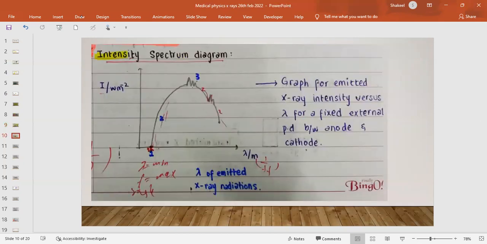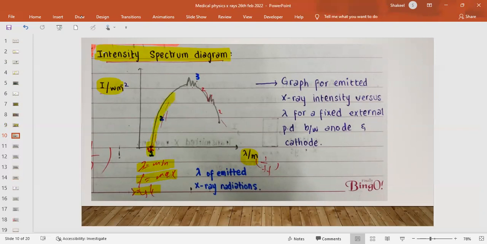Well, let's look at the intensity spectrum diagram. Let's plot all of the emitted X-rays with their range of energy on this spectrum. So this is the intensity-wavelength spectrum. First of all, it starts off with the X-intercept. The X-intercept means the least wavelength. When lambda is least, the frequency is highest. So it means that electrons are stopped at a single collision. So these are the high X-ray energies.